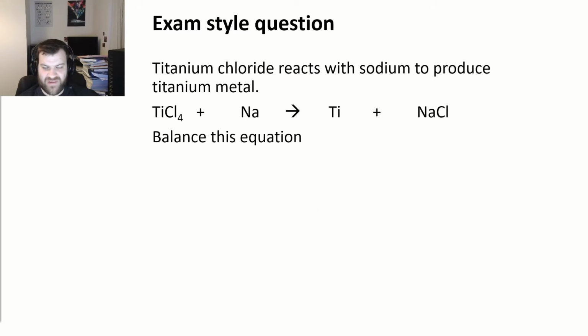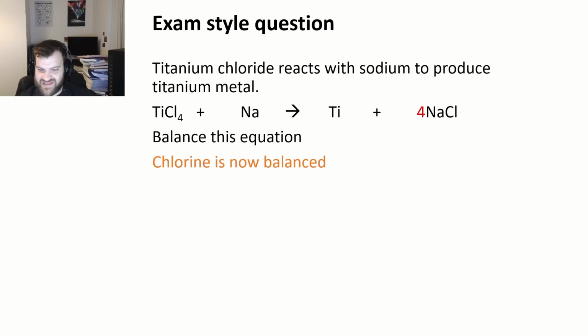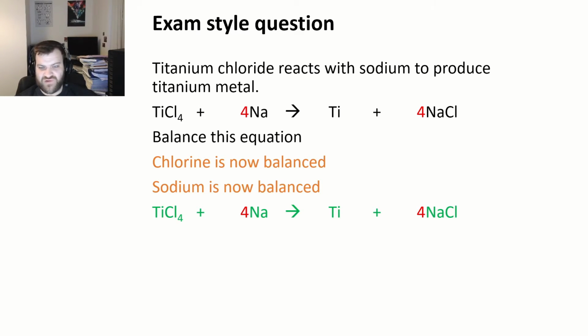A typical type of question might be giving you an equation and just asking you to straight up balance it. Our chlorines are unbalanced at the moment, with 4 on the left but only 1 on the right. We can then put a 4 in front of the NaCl. Our chlorine has now been balanced. However, our sodiums now, we've got 4 on the right and only 1 on the left. Therefore, we'd need to change it to 4Na, and now we've got everything balanced on both sides, and we have our final equation of TiCl4 plus 4Na gives us Ti plus 4NaCl.